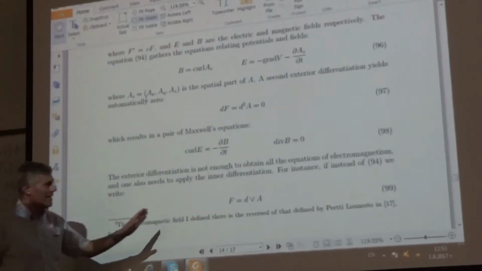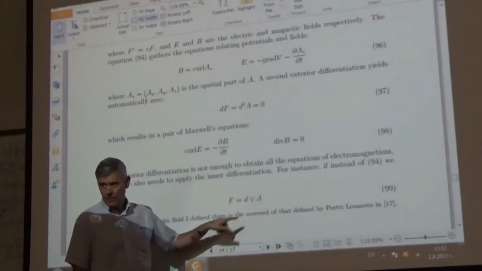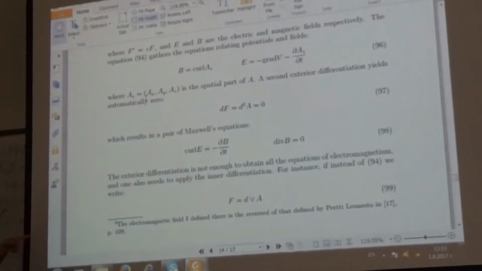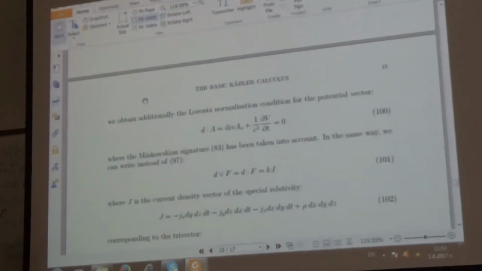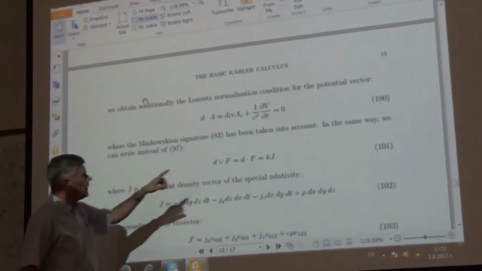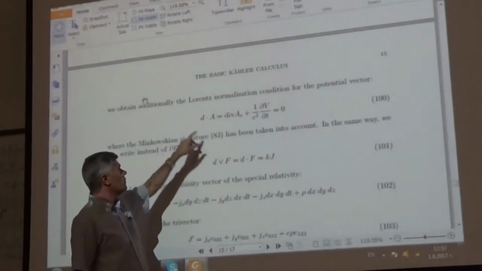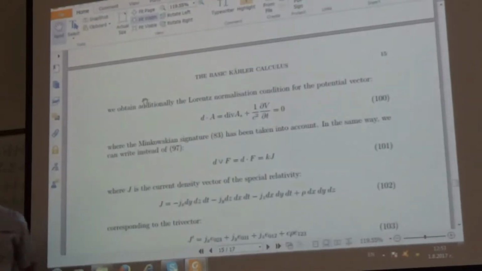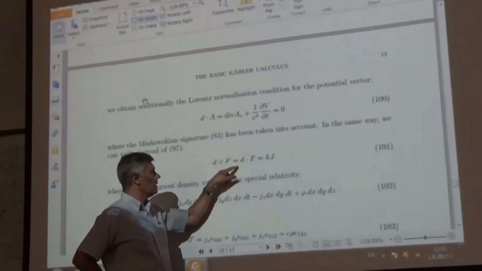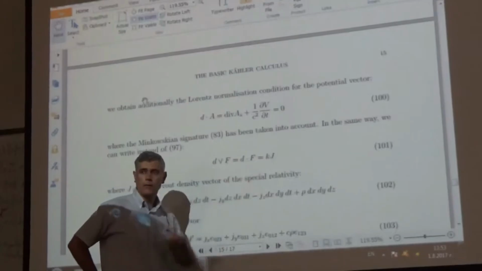This is the general Clifford differentiation. This accounts for all the equations relating fields with potentials. And a new differentiation, the Keller differentiation, yields currents, because the exterior differentiation of an exterior differential only yields zero, but not the currents. Okay? So we need the scalar differentiation, the Keller differentiation, to get the currents.